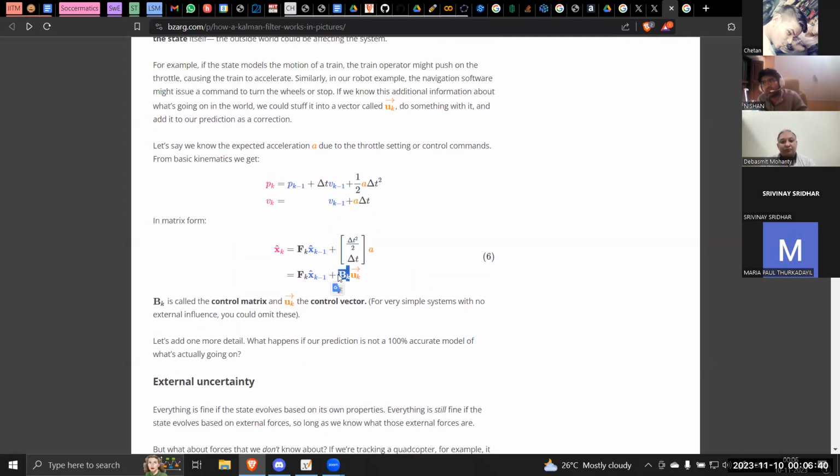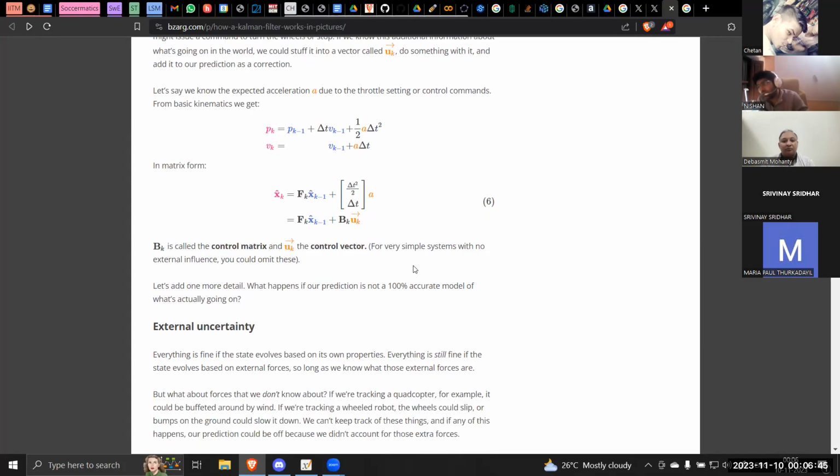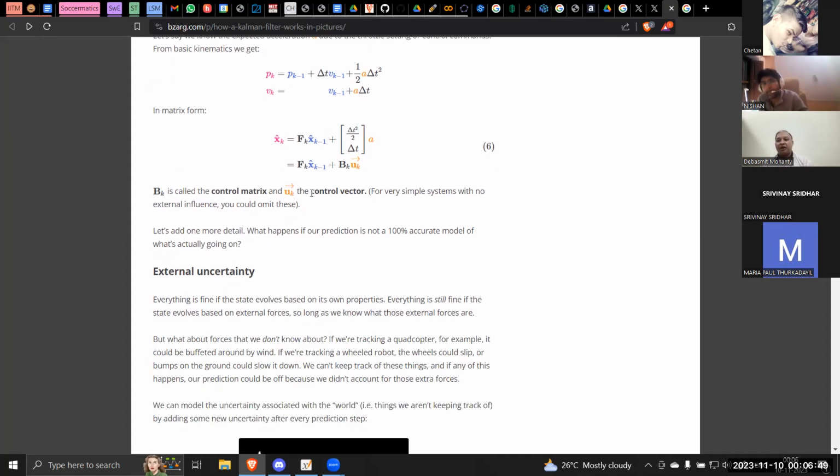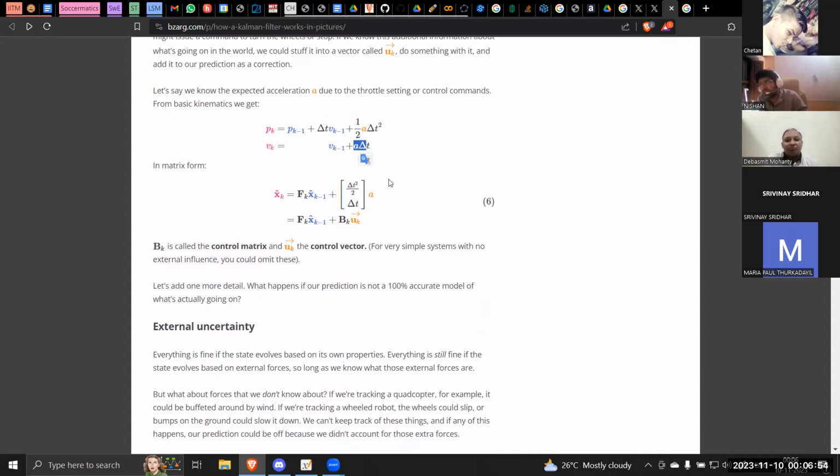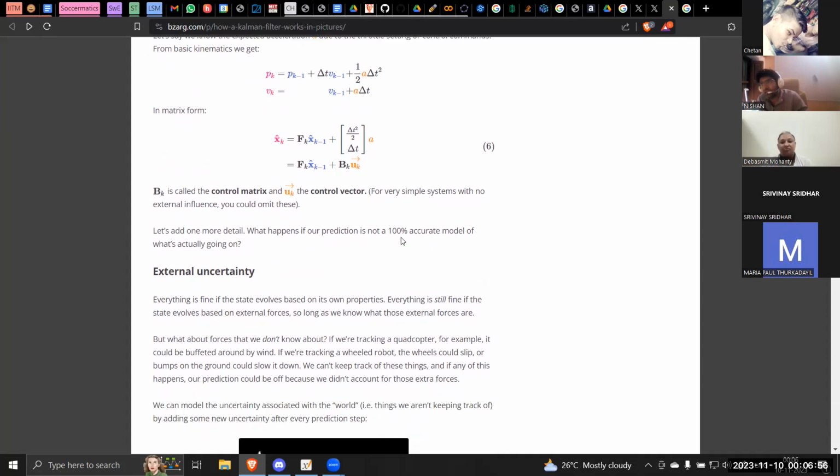Bk is called the control matrix, and uk the control vector. Because it's a pedal, you're controlling the acceleration through the gas pedal. For very simple systems with no external influence, you could omit these. Where there is no wind blowing, everything goes as usual. We keep the scalar part to be 0 and things come back to normal. Let's add one more detail.